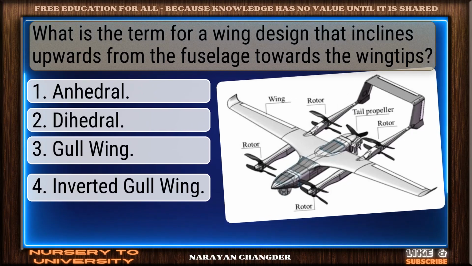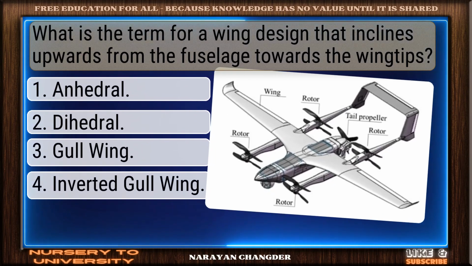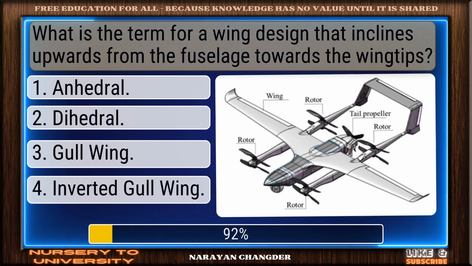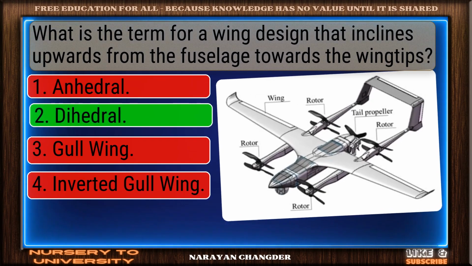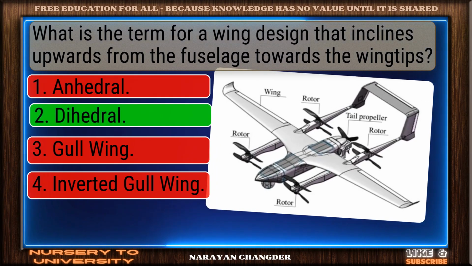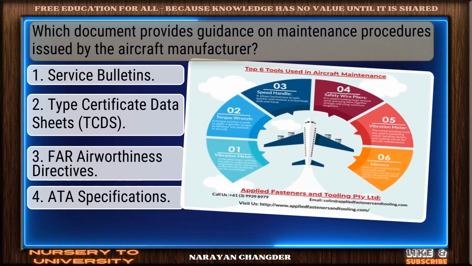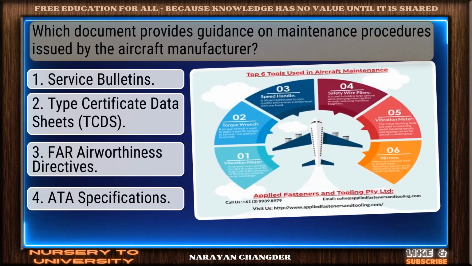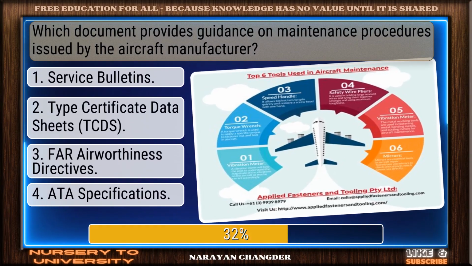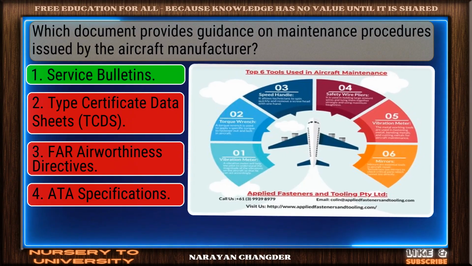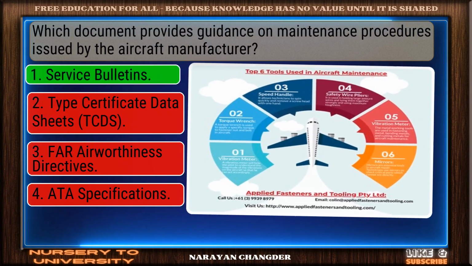What is the term for a wing design that inclines upwards from the fuselage towards the wingtips? Nice selection. Dihedral is the correct and valid answer. Which document provides guidance on maintenance procedures issued by the aircraft manufacturer? Well done. Service bulletins is the right choice.